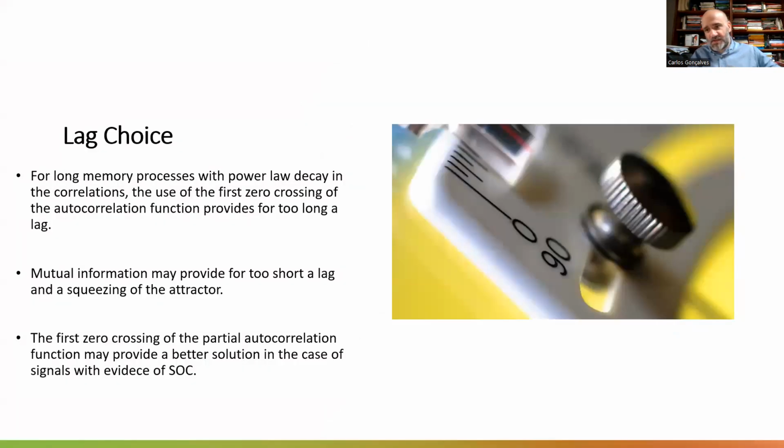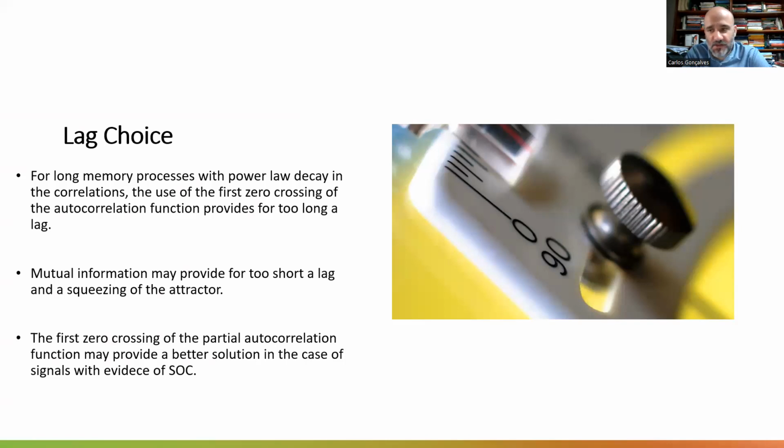So, in our case, we have a problem, which is the fact that the system has long memory with a power law decay in both the autocorrelations of the time series and also the partial autocorrelation function. So for long memory processes with power law decay in the correlations, which is characteristic of self-organized criticality, the use of the first zero crossing of an autocorrelation function provides too long a lag, because it decays so slowly that we will get a too long lag for embedding.